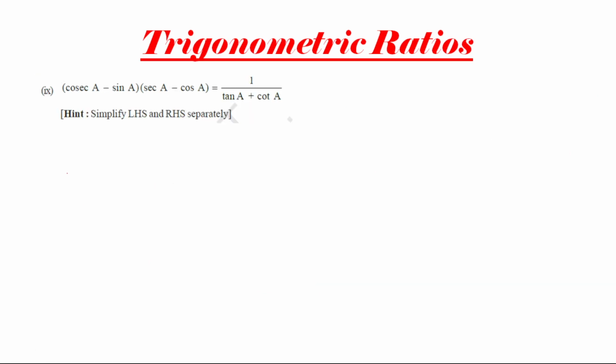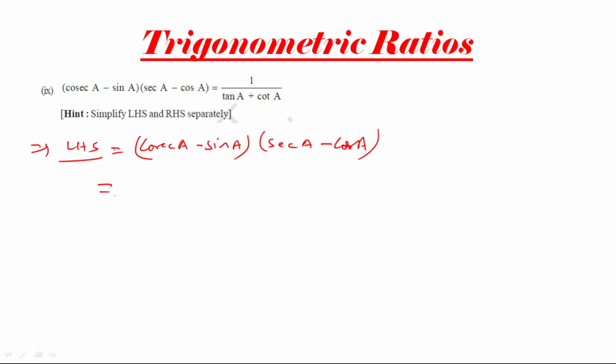Okay, ninth one. Here we need to simplify LHS and RHS separately, so we'll do that. LHS is equal to (cosecant A minus sin A) and (secant A minus cos A). So this one will become (cosecant A minus sin A) and (secant A minus cos A). Okay.